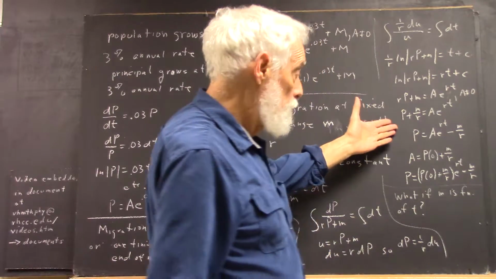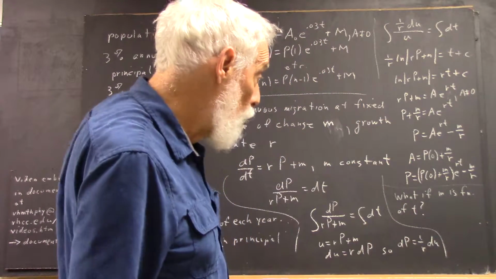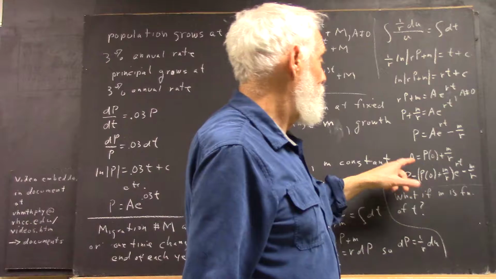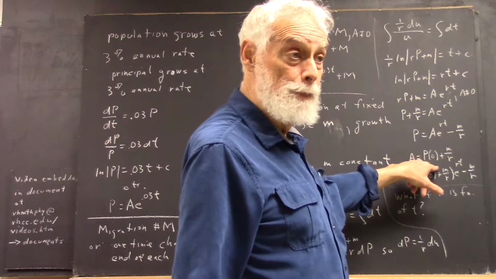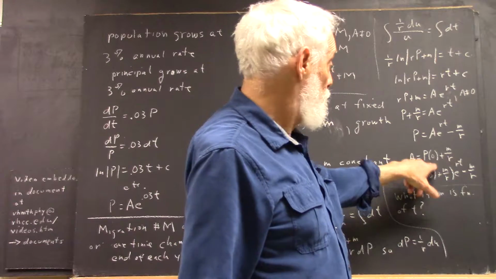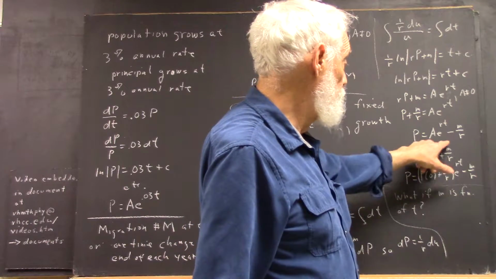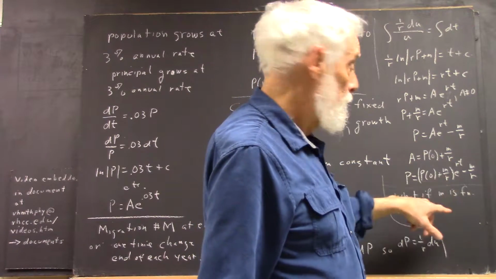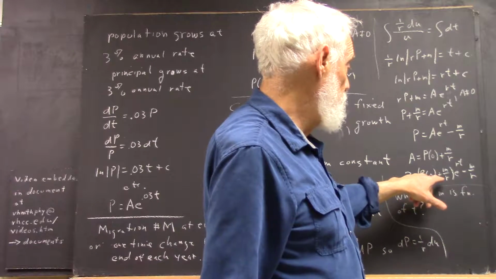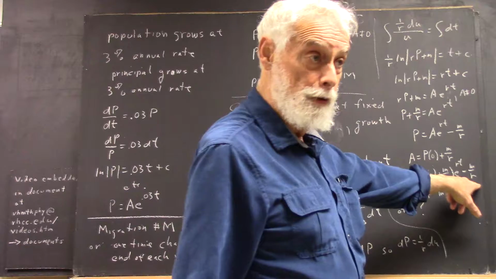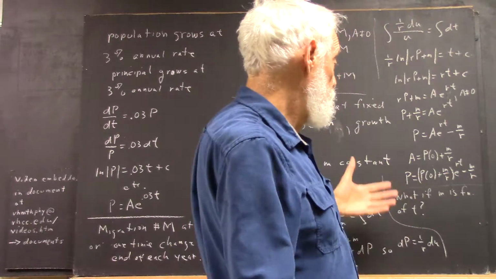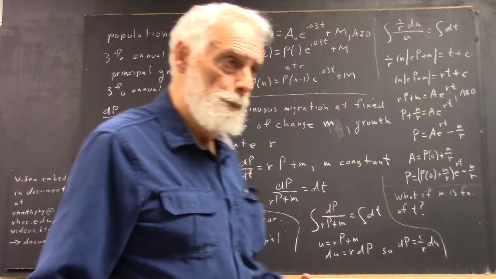And I observed, and you should maybe work out the details of why, if we know the population at time 0, the p of 0, then a has to be p of 0 plus m over r. And your population would then be p of 0 plus m over r, e to the rt, minus m over r. Okay? Now, given your conditions, you would have to interpret it.